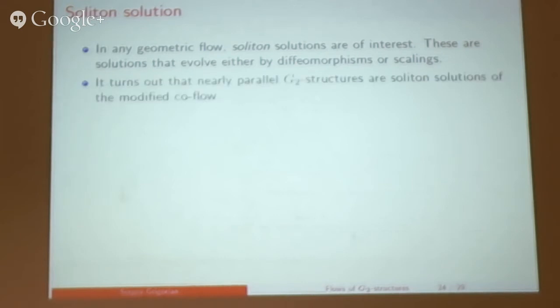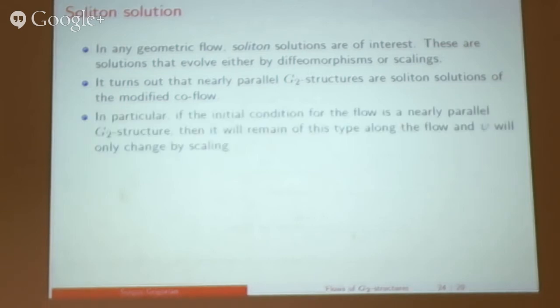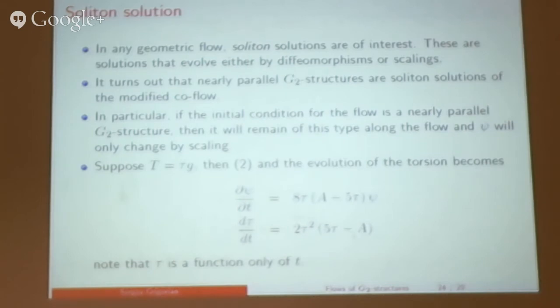Okay, so for this modified coflow, it's easy to see that nearly parallel G2 structures are actually soliton solutions. If we start off with a nearly G2 structure and we plug it into this flow, it will remain a nearly G2 structure, but the torsion will vary.